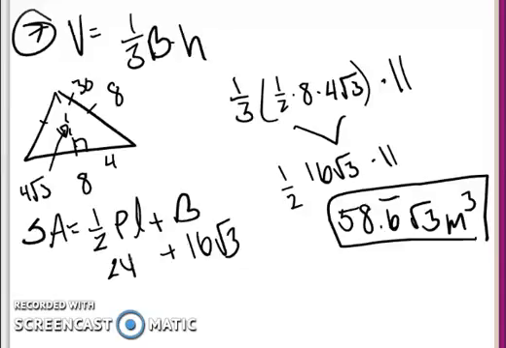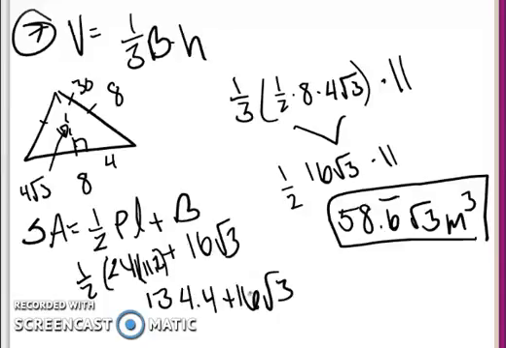And the slant height's actually given to me as 11.2, and then take 1/2. So we're going to go ahead and evaluate that. We get 24 times 11.2 divided by 2 is going to give me 134.4 plus 16 rad 3. Now I can't really combine those any other way than just like that, so we're going to go ahead and actually just evaluate it here. And if you do that, you should get the surface area to be 162.1. That's going to be square meters.